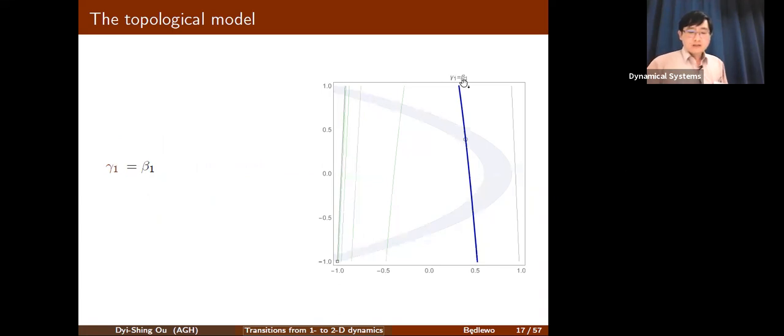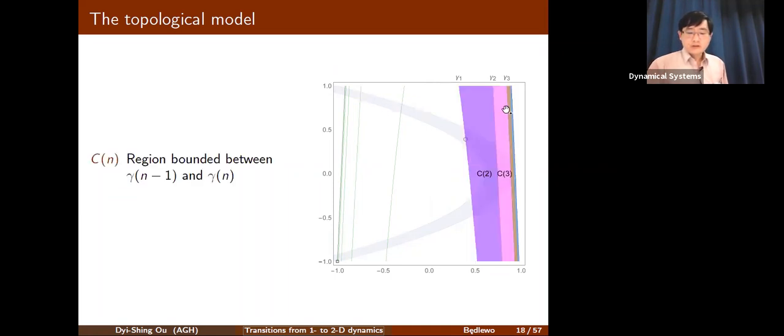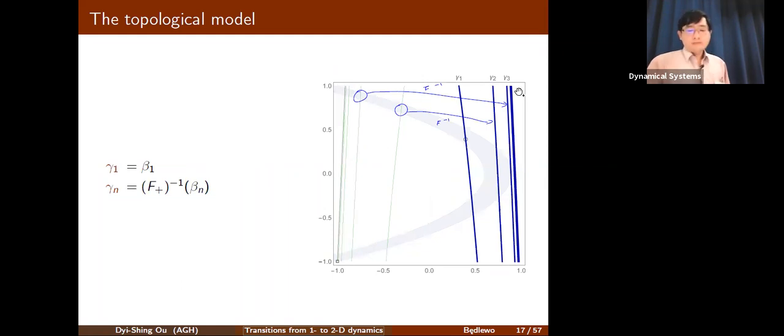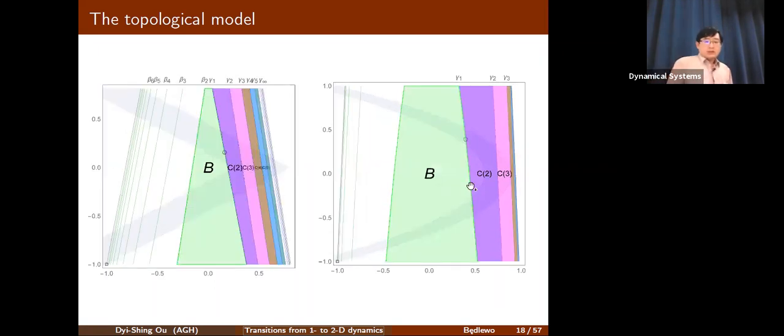Okay, so now let us consider this stable manifold, and let gamma 1 equal beta 1. Now we consider the other branch of the Hénon map. We take the preimage of the stable manifold on this branch. Here goes to here, this goes to here, and this goes to here, and so on. So these stable manifolds are called gamma 1, gamma 2, gamma 3, and so on. So now we can define a partition on C. Let C2 be the region bounded between gamma 1 and gamma 2, C3 be the region between gamma 2 and gamma 3, and so on. So this is what we did, defining a topological model for a Hénon map.